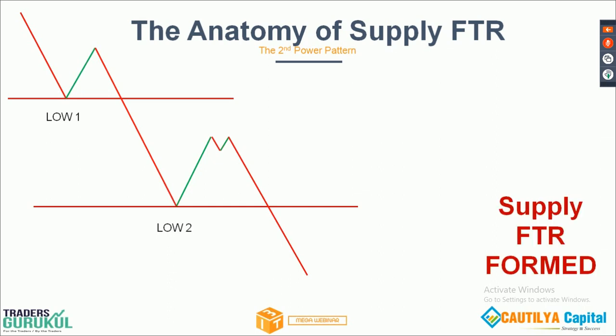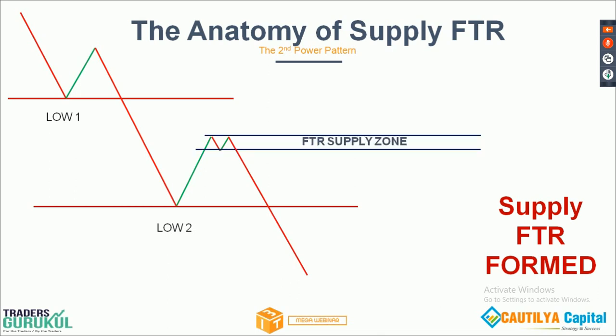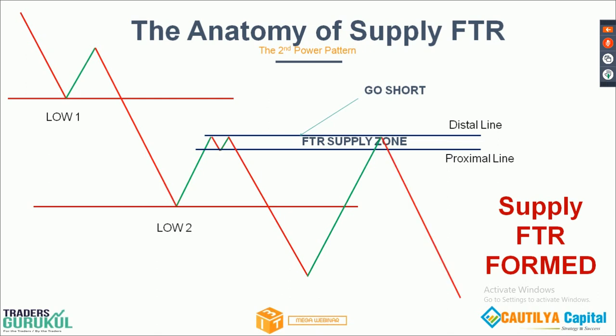At this point of time, we say the supply FTR is formed and we mark the FTR supply zone, and we look forward for a short trade exactly at the FTR supply zone. We take an entry at the proximal line and then stop loss at the distal line, and we look forward for a reaction there when price comes back.